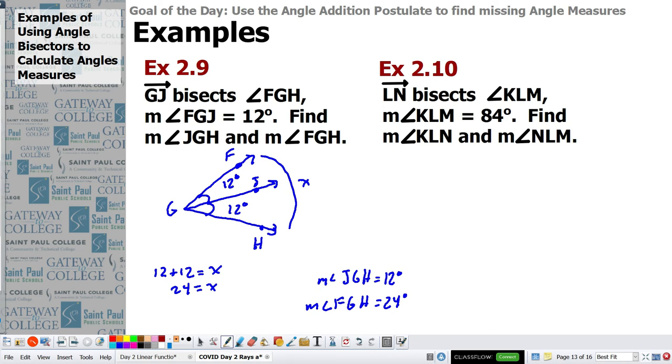Ray LN bisects angle KLM. The measure of angle KLM is 48 degrees. Find KLN and the measure of NLM. All right, so let's draw that first. So KLM.